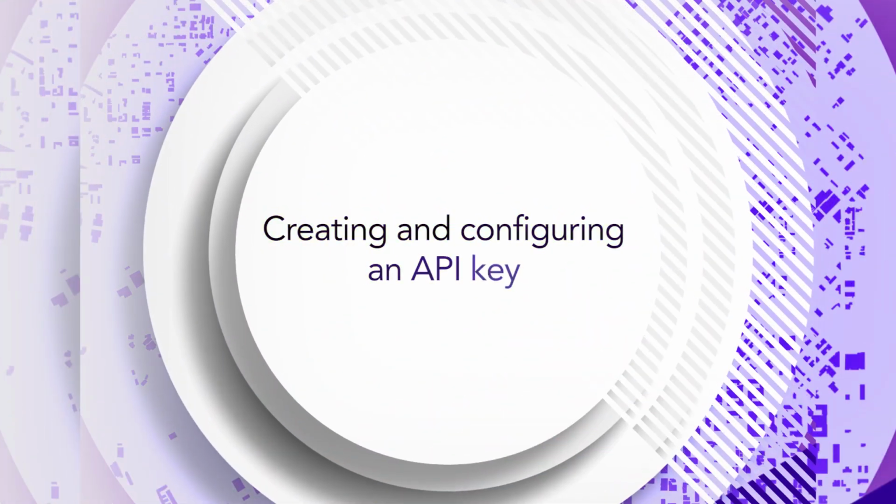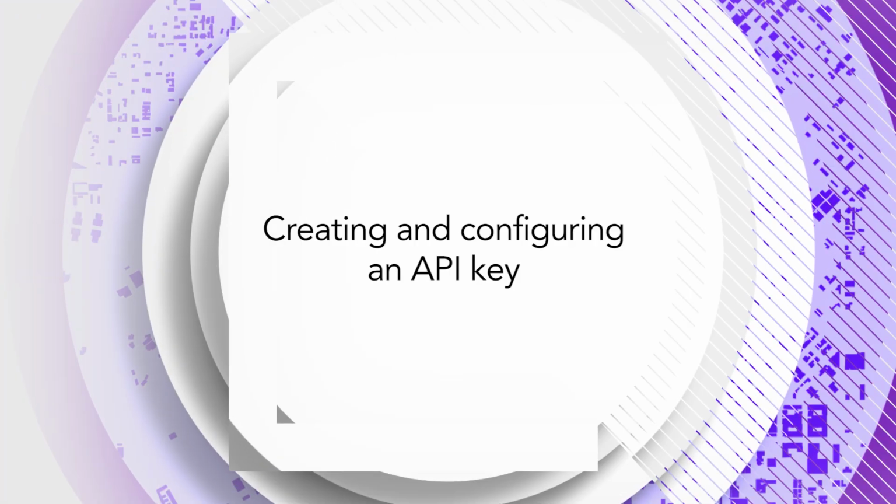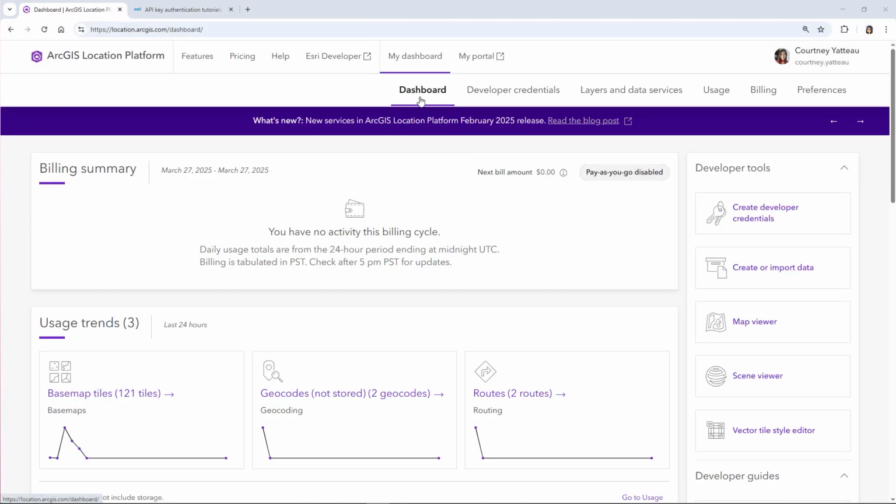Now that your free account is set up, let's explore how you can start using ArcGIS in your own projects. First, we'll navigate to the Location Platform dashboard, and then to the Developer Credential page in the ribbon. Here we'll select Create Developer Credentials.